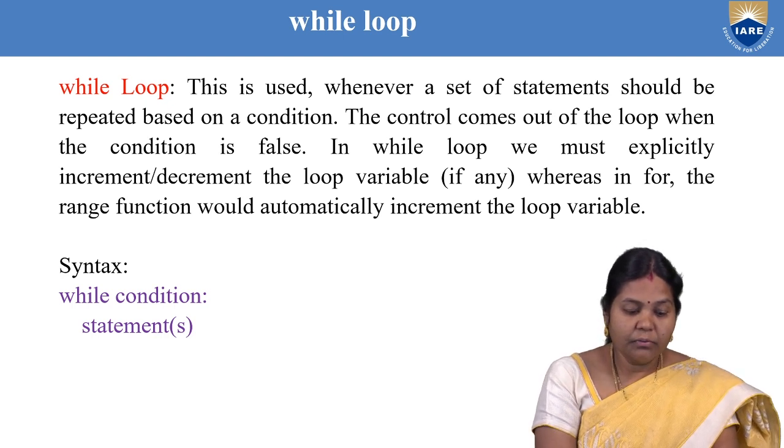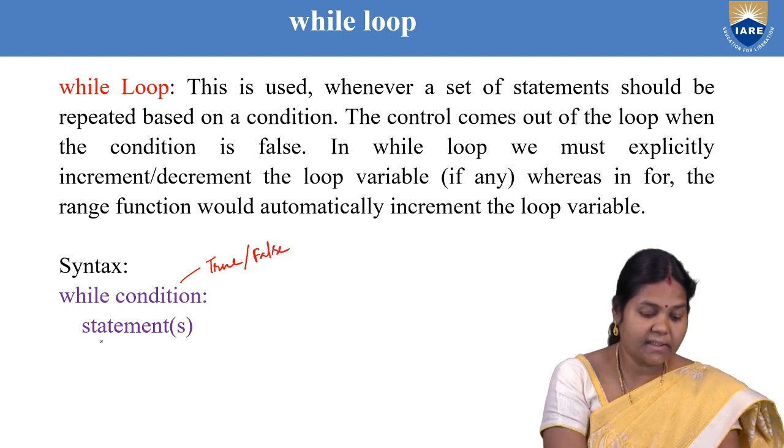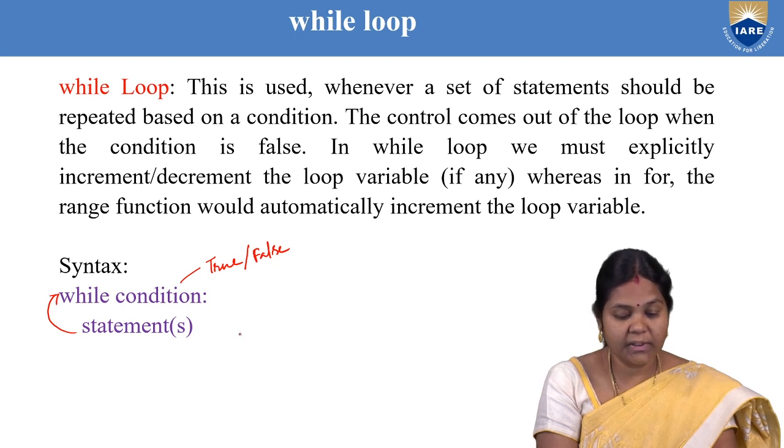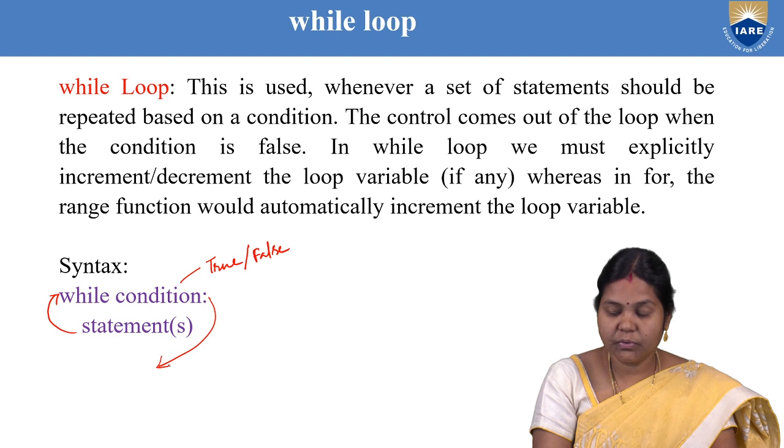Now, the while loop syntax is: while some condition. The condition is always evaluated to true or false. So if the condition is true, then the set of statements is repeatedly executed as long as that condition is true. When the condition becomes false, it will come out of the loop. So let us see some examples of while loop.